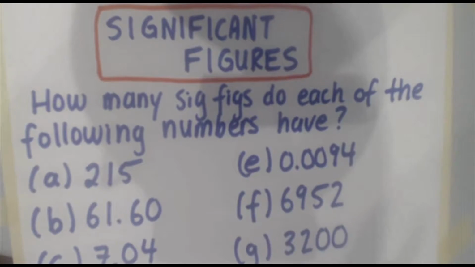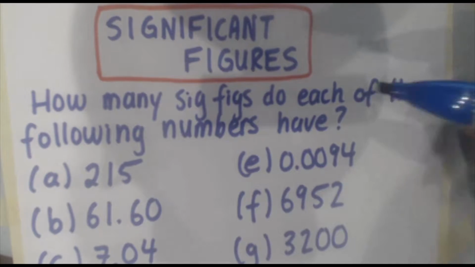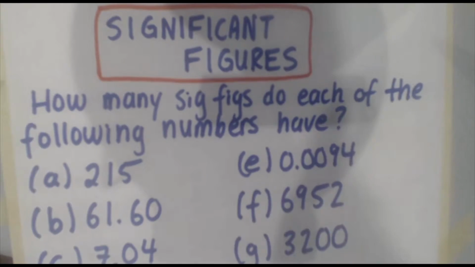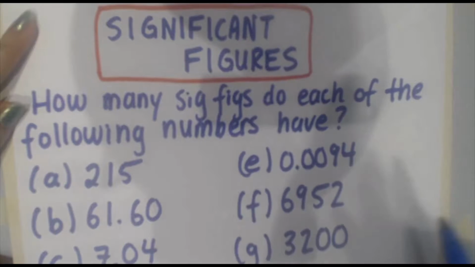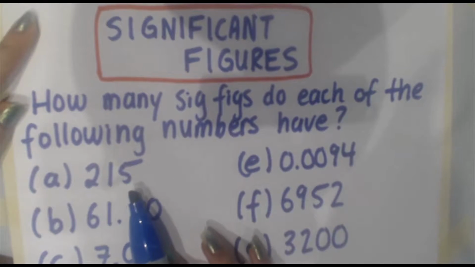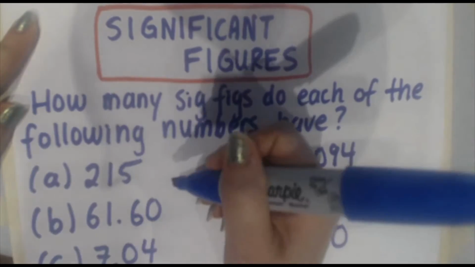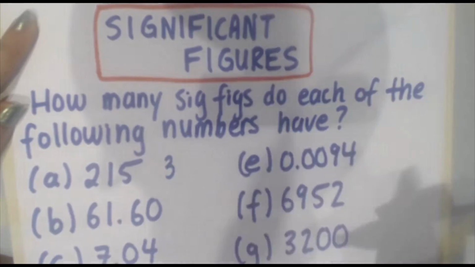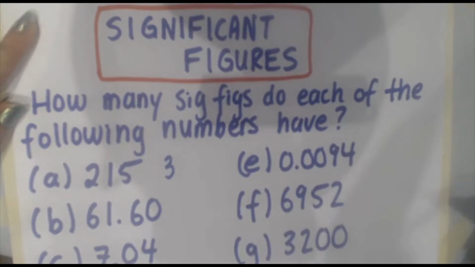So all of these values, A through G, have been measured. We have to determine how many of those digits or figures are significant. We'll use the short form sig figs, but it means the same thing. So starting off with part A, 215. All three of these digits are in fact significant. So we're going to put a 3 there. Whenever you're given a non-zero number, the general rule is that they're significant.